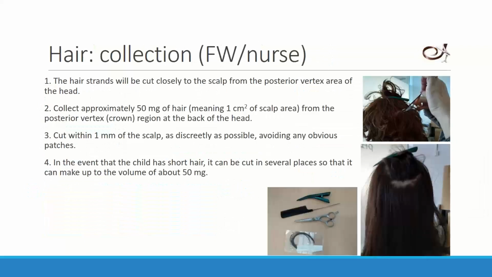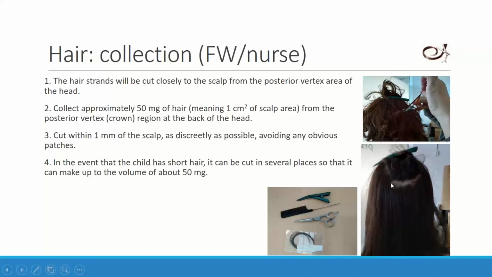Okay, so coming back to the hair sample, I'm going to explain how to collect it for those cohorts that are going to collect it. We recommend cutting the hair closely to the scalp from the posterior vertex area of the head. You can see it here, okay? And we need 50 milligrams of hair, which is about 1 centimeter square. But we recommend not cutting 1 centimeter square, but making a line, like in this image, okay?